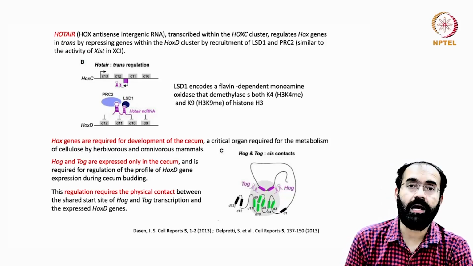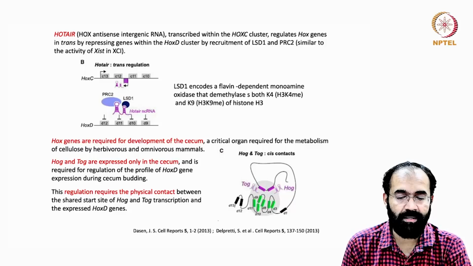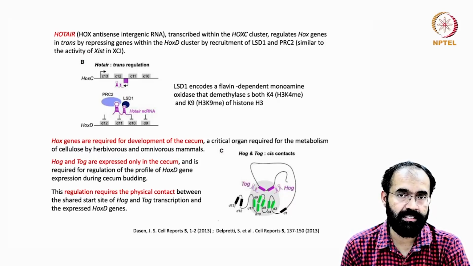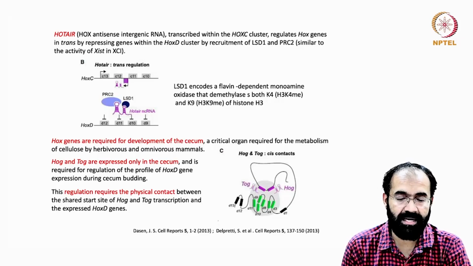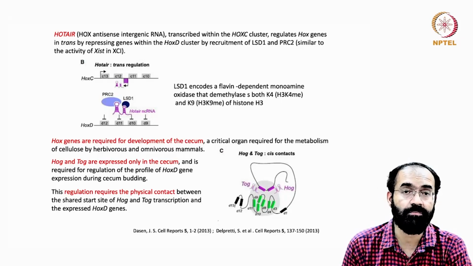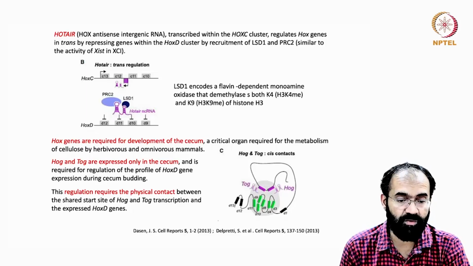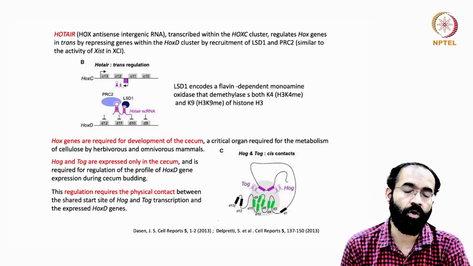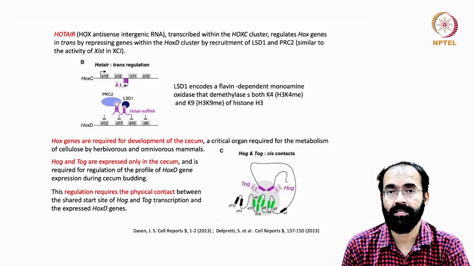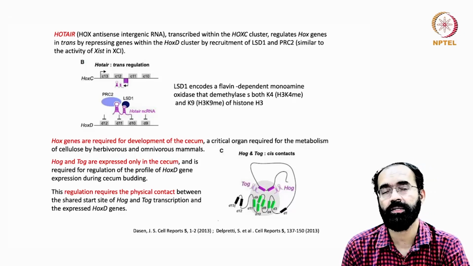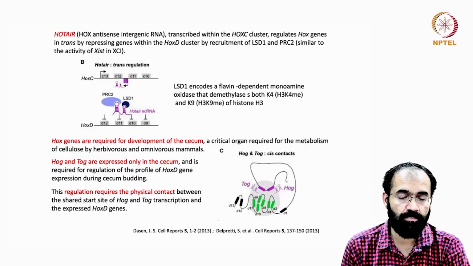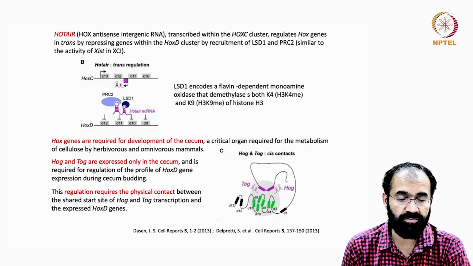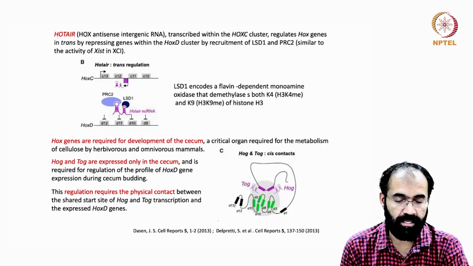So HOX genes are required for the development of the cecum. The cecum is a structure in the part of your digestive system, a critical organ required for the metabolism of cellulose by herbivores and omnivorous mammals. So the cecum is considered to be an organ responsible for the digestion of cellulose. Cellulose is not an easy molecule to digest. So one of the organs that is made because of HOX gene influence is the cecum.